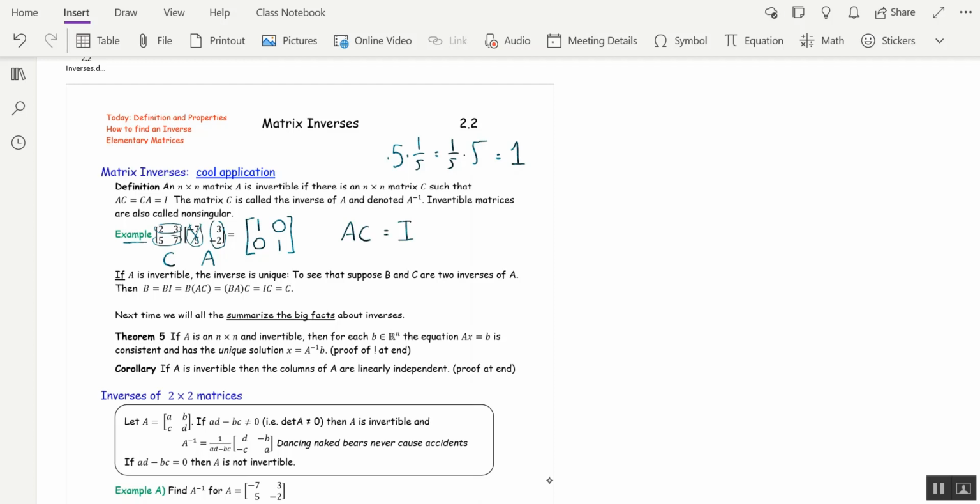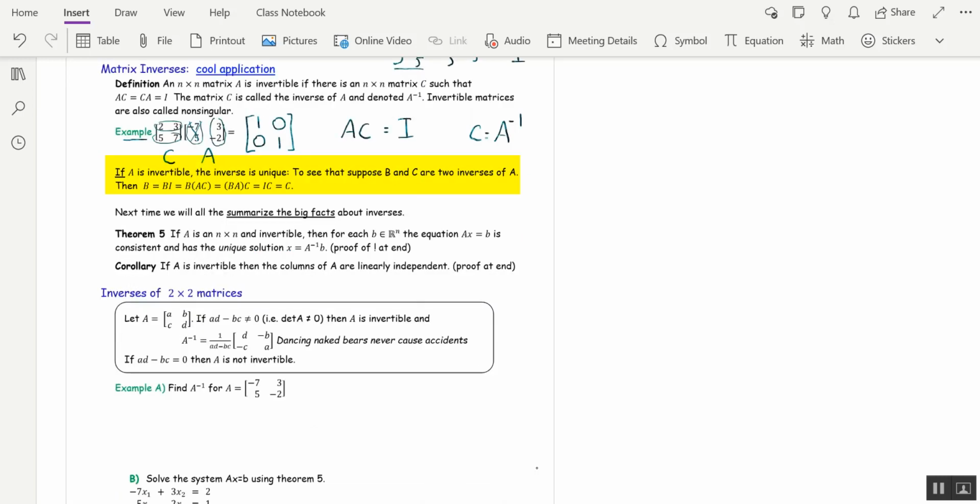So in that case, we call C A inverse, and we say A is invertible or non-singular. That's another term for invertible. Now, next time, we will see that if A is square, we only need to check multiplication on one side. We need to check AC is the identity. Just like 5 times a fifth is 1, that automatically implies that a fifth times 5 is 1.